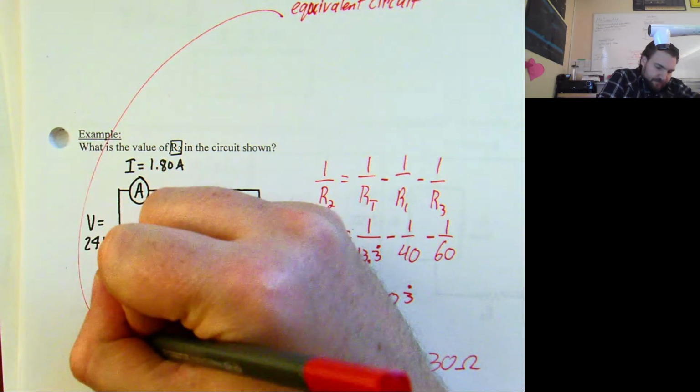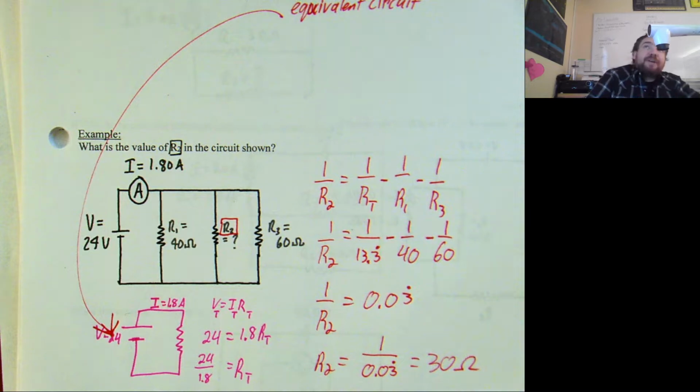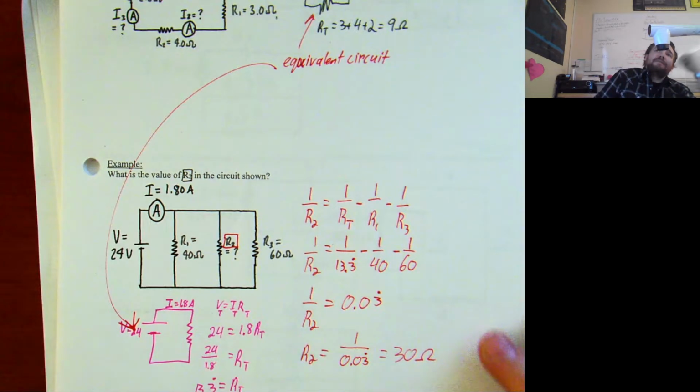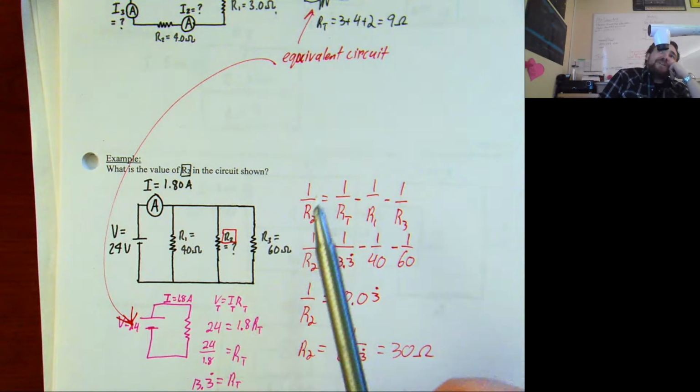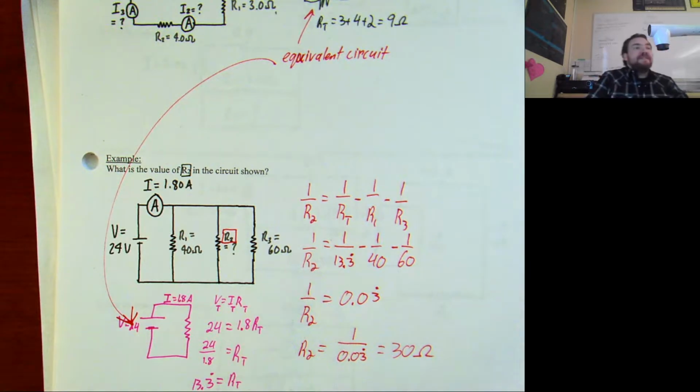Again, we use the equivalent circuit to find our total resistance, and then we just use the relationships that we were given before to march through some relatively simple algebra to find our R2.